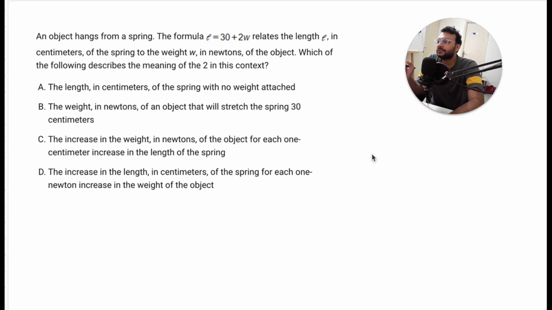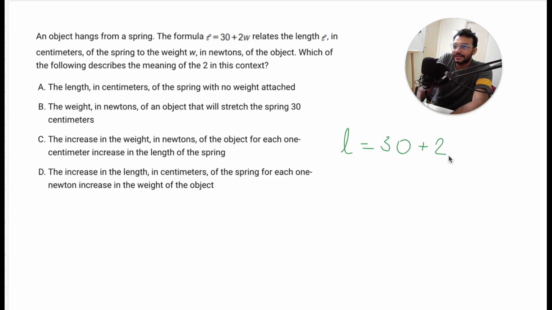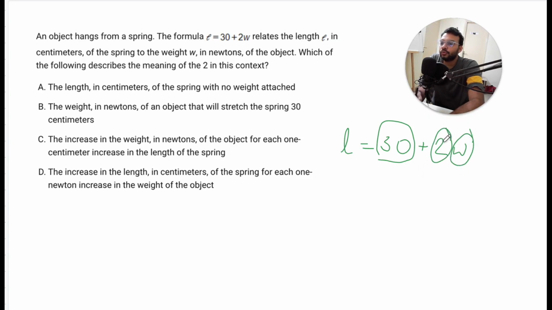Okay, the object hangs from the spring. Formula L is equal to 30 plus 2W relates the length L in centimeters of the spring. So that's going to change the length of the spring according to the weight W in newtons. So that means 30 centimeters, that's a fixed length of the spring, or the natural length of the spring, plus 2W. So with each increasing newton in weight, the length is increasing by a factor of 2. Okay, that we can see. That's the slope. So the length in centimeters of the spring with no weight attached, that's 30. That's the meaning of 30.